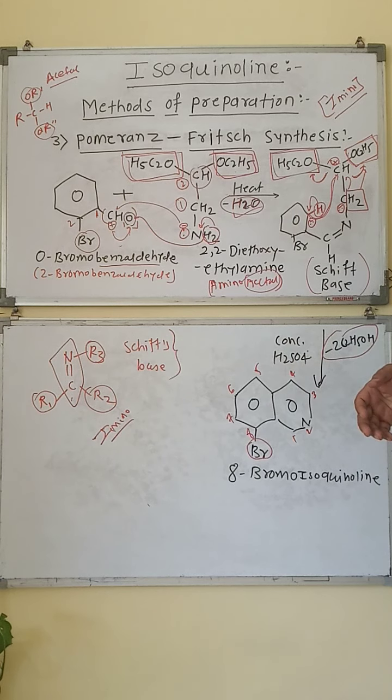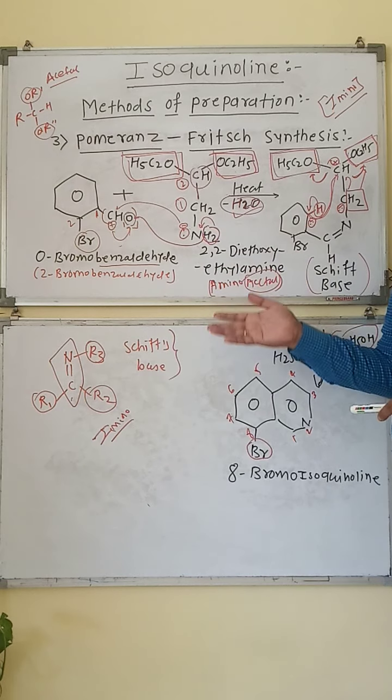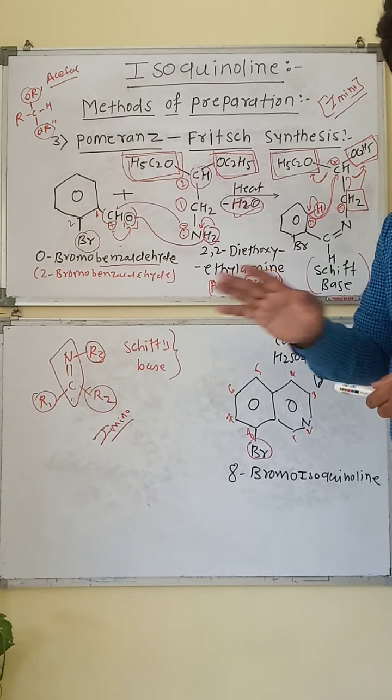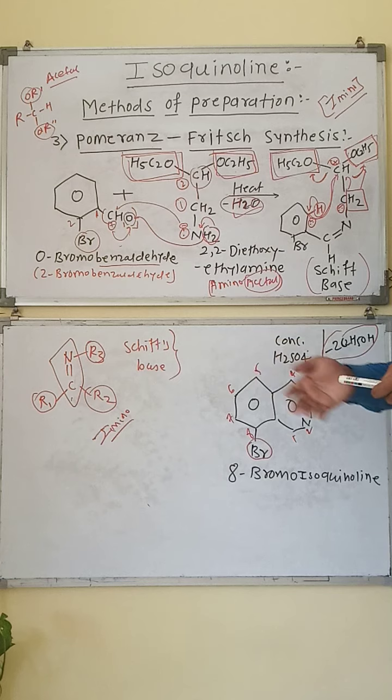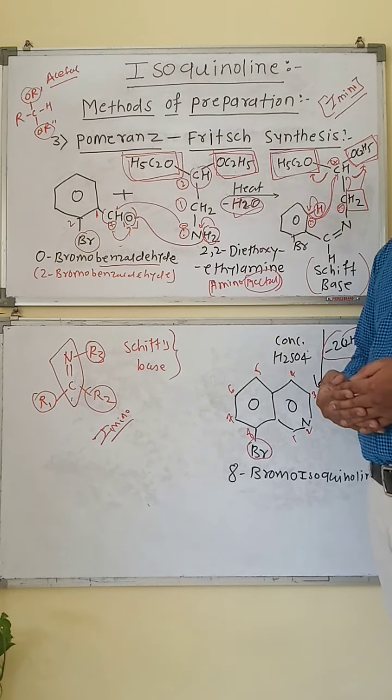This is about the Pomeranz-Fritsch synthesis. Now this is the completion of the method of preparation of isoquinoline. Now we will go for the chemical reactions of isoquinoline. Let's see.